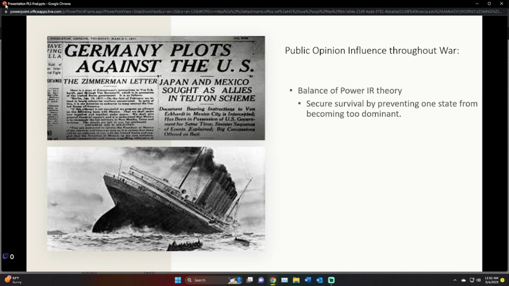Public opinion influence throughout World War I. This is where I took into consideration the IR theory of balance of power, which is the country trying to secure its survival by preventing one state from becoming too dominant. This can give a possible theory that the United States joined World War I to prevent one nation from completely dominating another and eventually spreading.